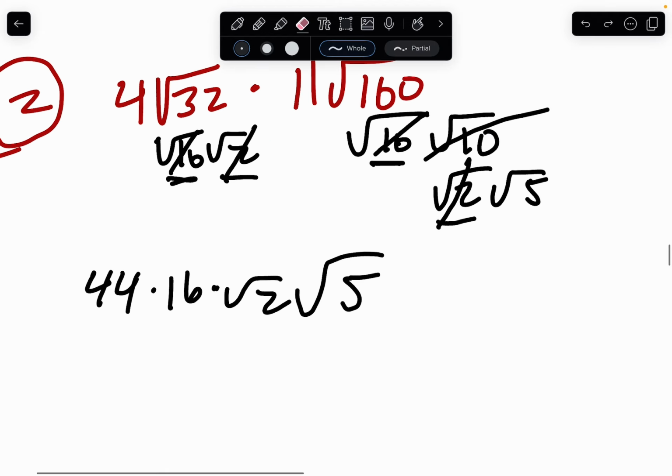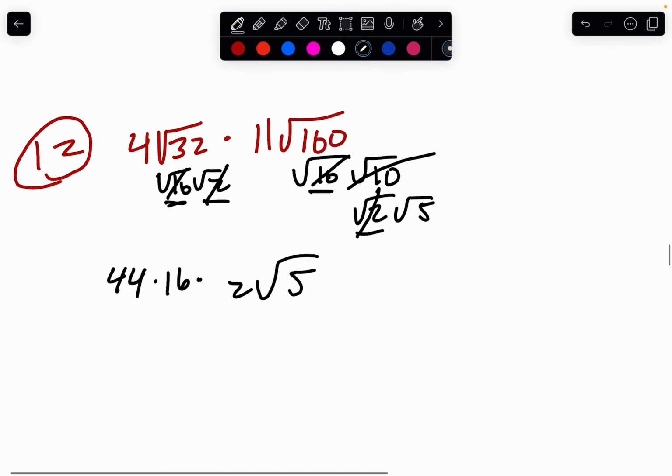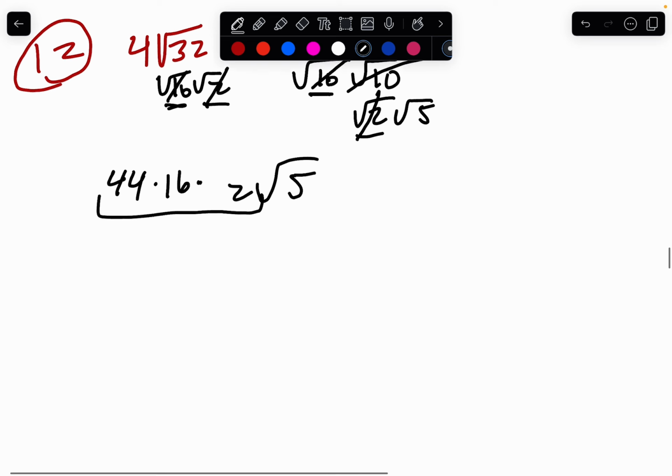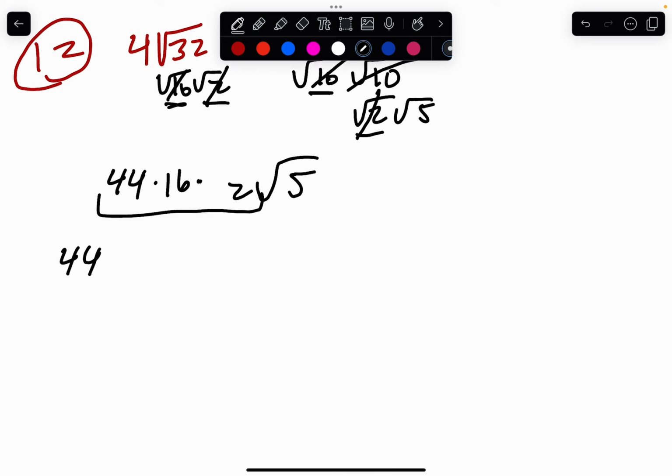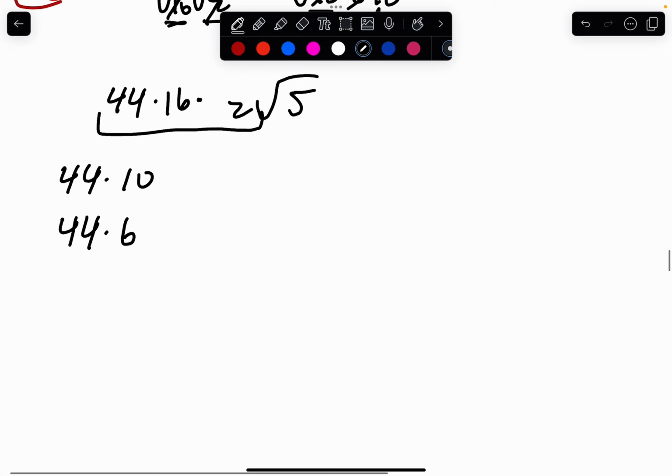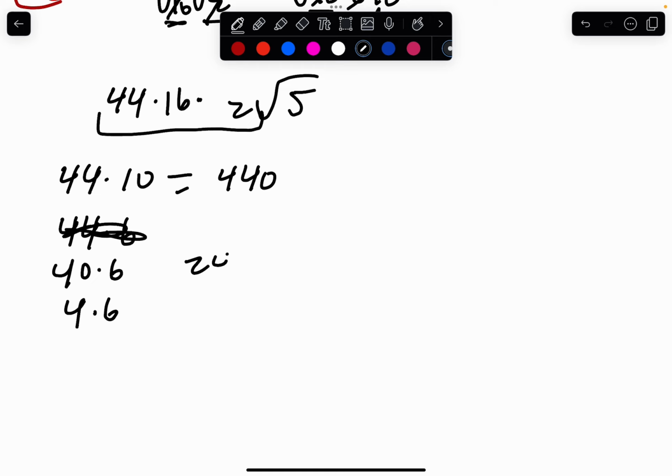Oh, gosh, not root 2. Whole number 2. Whole number 2. All right, so I need to multiply those numbers. That doesn't look like a real easy way to do it. I'm probably going to do 44 times 16 first. So that would be 44 times 10 and 44 times 6. So that would be 440. And 44 times 6 would break into 40 times 6 and 4 times 6. So that would be 240, and that would be 24. And we're going to add all those numbers up. So 440 plus 240 would be 680.